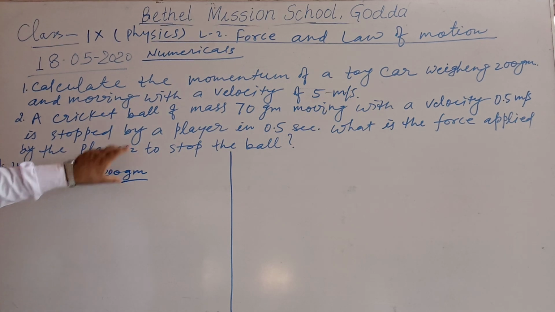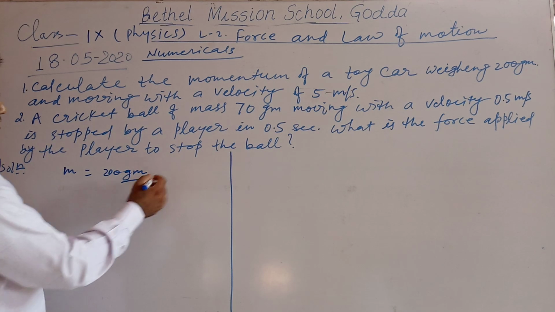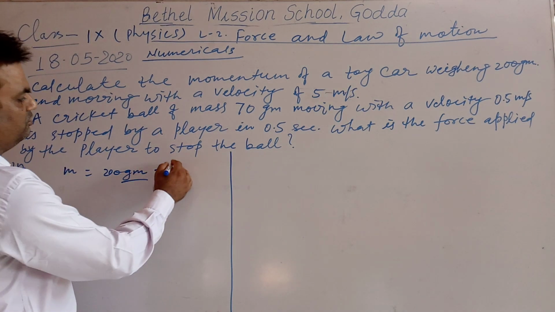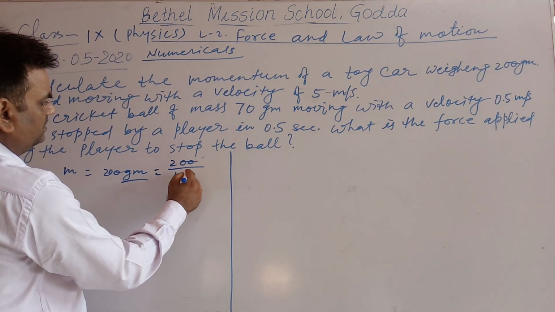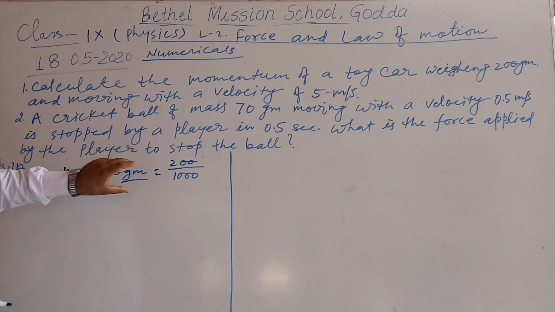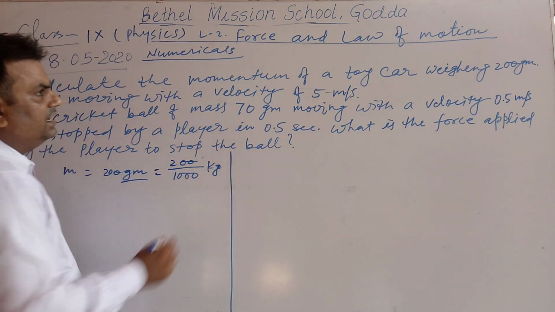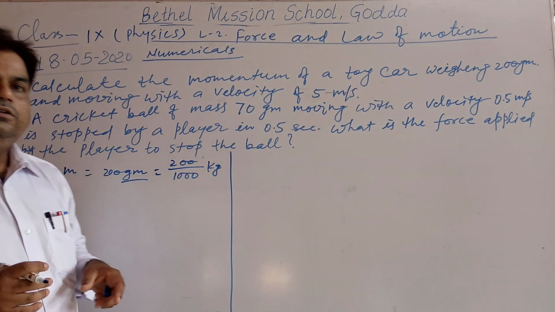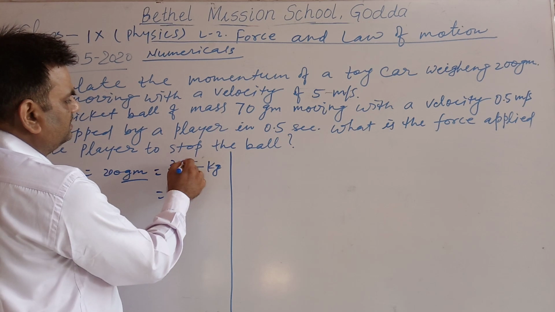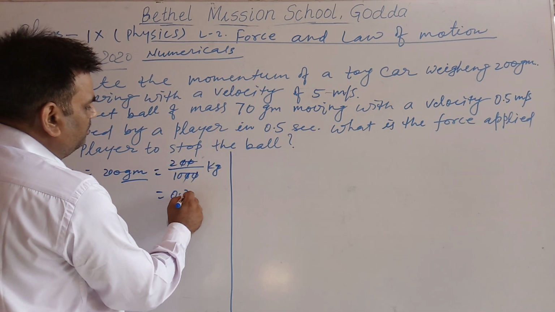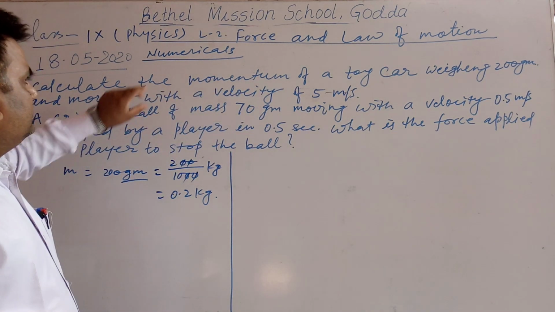First we will convert all the physical quantities into the SI system. So we will divide 200 by 1000. When we divide grams by 1000, it converts into kg, and the SI unit of mass is kg. The value when we divide becomes 0.2 kg. This is the first information.